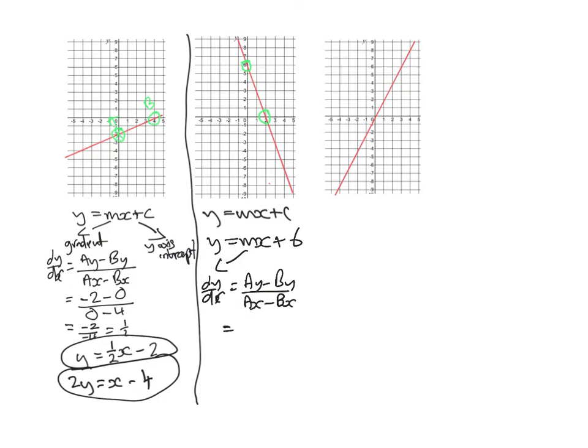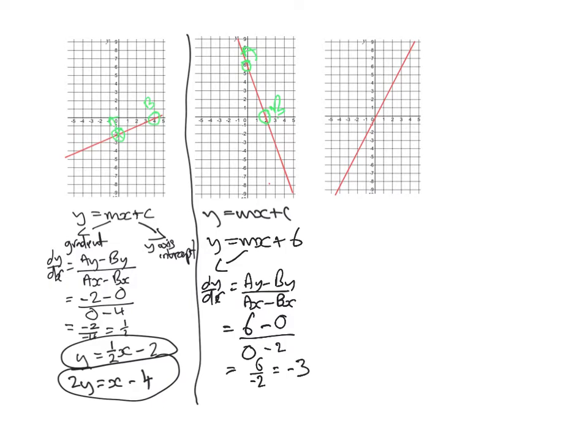So let's have a look. Let's call that one A this time and that one B. So what's the y for A? The y for A is 6. Take away the y for B, which is 0. The x component for A is 0. And the x component for B is 2. So that gives us 6 over 0 minus 2, which is 6 over -2. Okay, and that gives us -3.